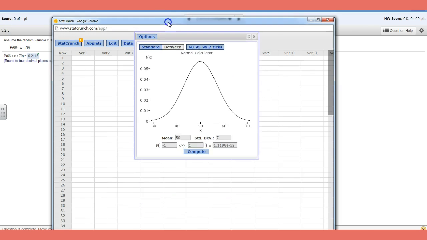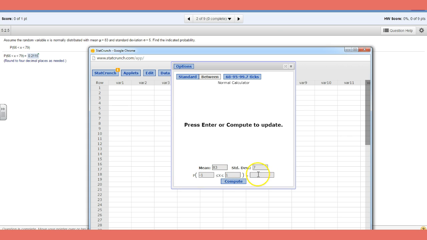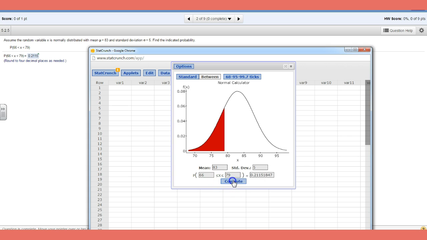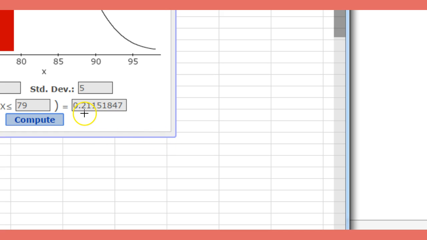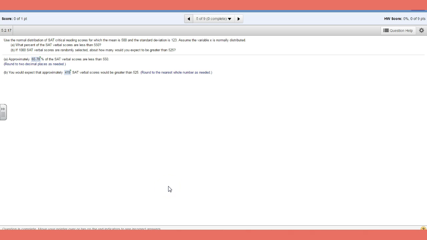There you go. And now, like normally, you have to go back and change your mean and standard deviation. The mean is 83 and the standard deviation is 5. And I'm trying to find between 66 and 79, and I'm going to click compute. When you click compute here, my area is 0.21151847, and when I look at it, both my areas match. Alright, so that gives me the area under the curve. StatCrunch automatically calculates the z-score for you.